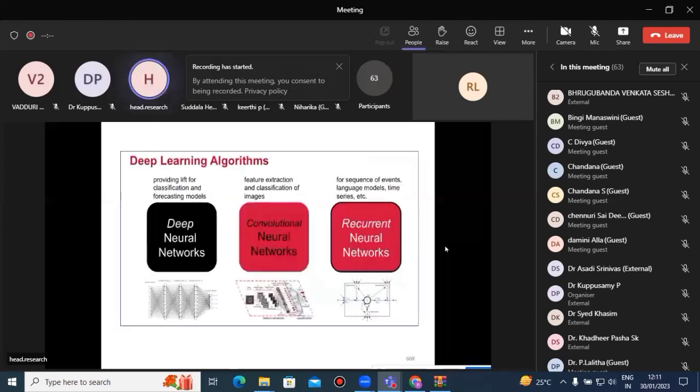There are three important algorithms: deep neural networks, convolutional neural networks, and recurrent neural networks. Deep neural networks are used for classification and forecasting models. Convolutional neural networks are used for feature extraction and image classification. For sequences of events, language models and time series data, we use recurrent neural networks.